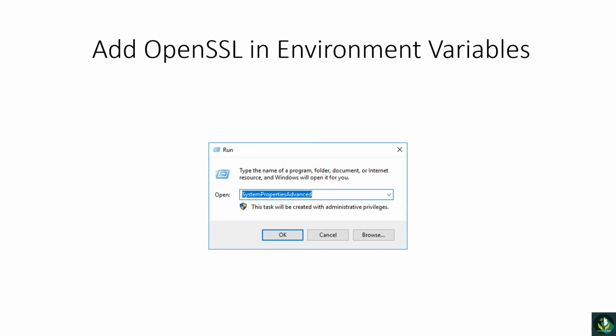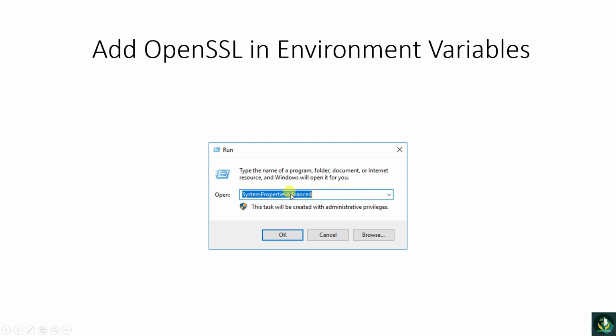Then after that, what you have to do is add OpenSSL in our environment variable. So we will add OpenSSL inside the environment variable. Just go to your Windows machine, search for Run, and after opening Run, it will look similar to this. Simply type "system properties advanced", and it will open up System Properties.